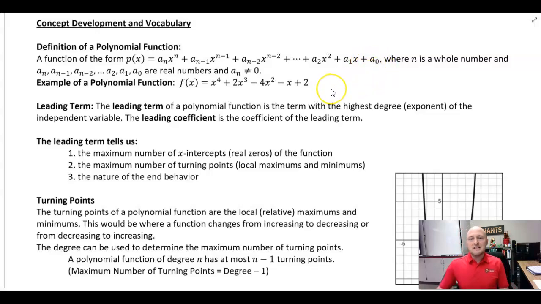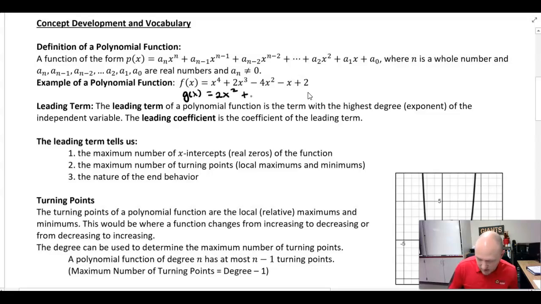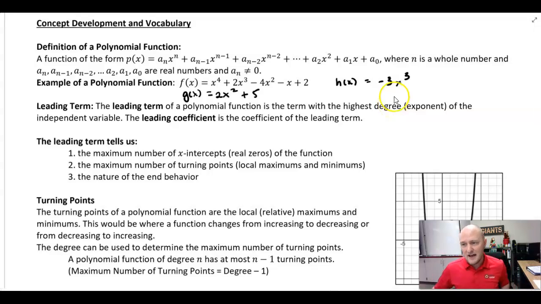Okay, so here's an example of a polynomial function. Here we have f of x equals x to the fourth plus 2x cubed minus 4x squared minus x plus 2. That's a polynomial function. It can be as simple as something like this: g of x equals, let's say, 2x squared plus 5. That's a polynomial function. It can be something also as simple as h of x equals negative 3x cubed. A monomial. That's also a polynomial function. The idea here is that you have a collection of terms that have a variable in them with powers.